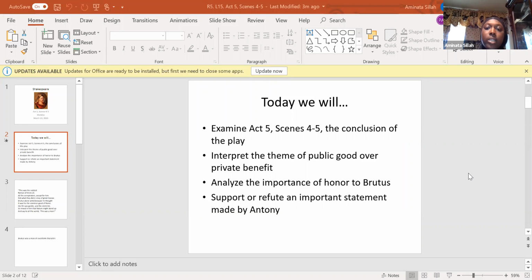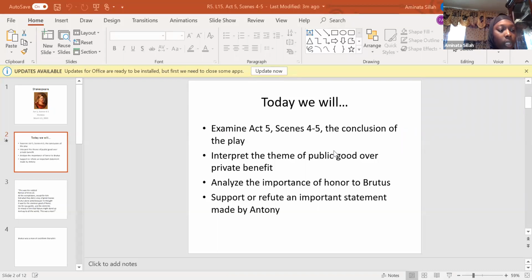We're going to analyze the importance of honor to Brutus, and then we're going to support or refute an important statement made by Antony. So we're going to be looking at their funeral speeches again, like we left off in the last class. I'm going to go ahead and get started. So these are the final scenes of the play. So we're going to be reviewing them, and then we're also going to be keeping them in mind so that they effectively wrap up the story and deliver Shakespeare's message to us.